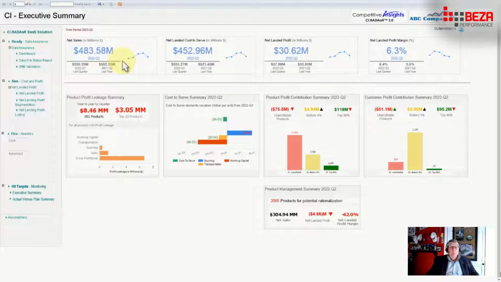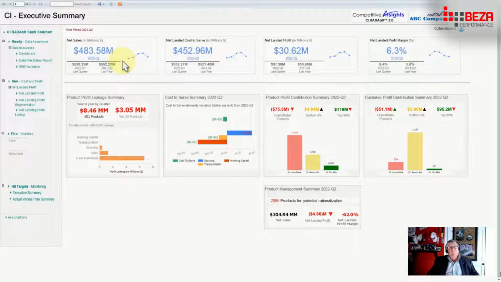Just for orientation, you can see that each of the top blocks on the screen are measuring the performance of this last quarter, but they're also comparing it to the previous quarter and a quarter a year ago. So we want to be able to say, how is this ending, if you will? And that's true for net sales, as you can see there, for net landed cost to serve, remembering that's the total cost to serve for every product, customer, and channel. The net landed profit that's being generated for that quarter versus, again, last quarter versus a year ago. And then the net landed profit margin.